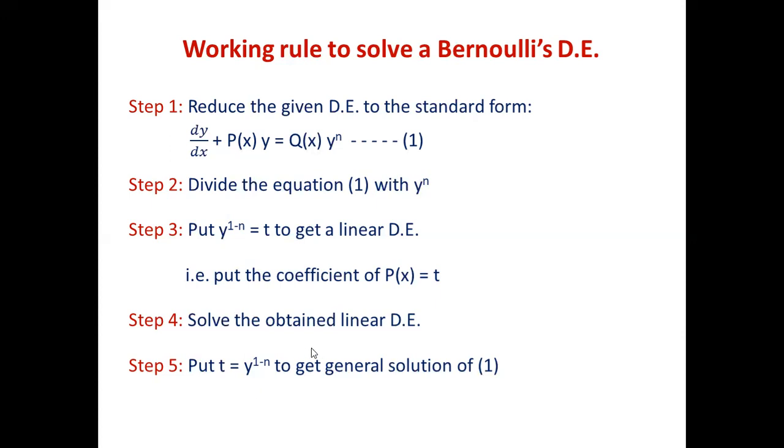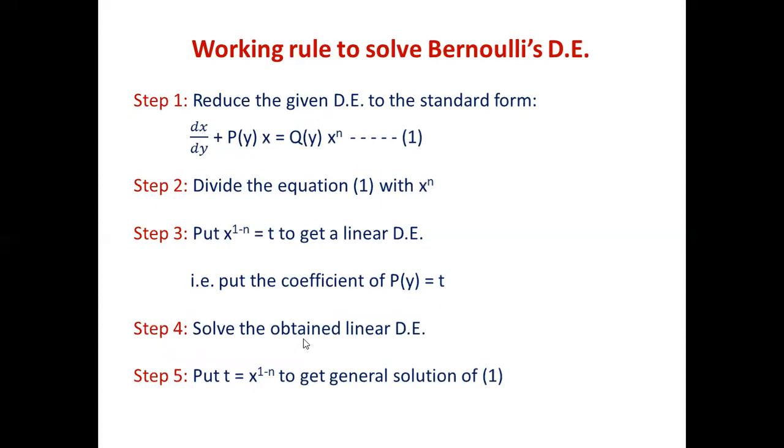Let us see the working rule to solve a Bernoulli's differential equation in x. Reduce the given differential equation to the standard form in the first step, and then divide the equation with x power n and replace the coefficient of p of y, namely x power 1 minus n by t.